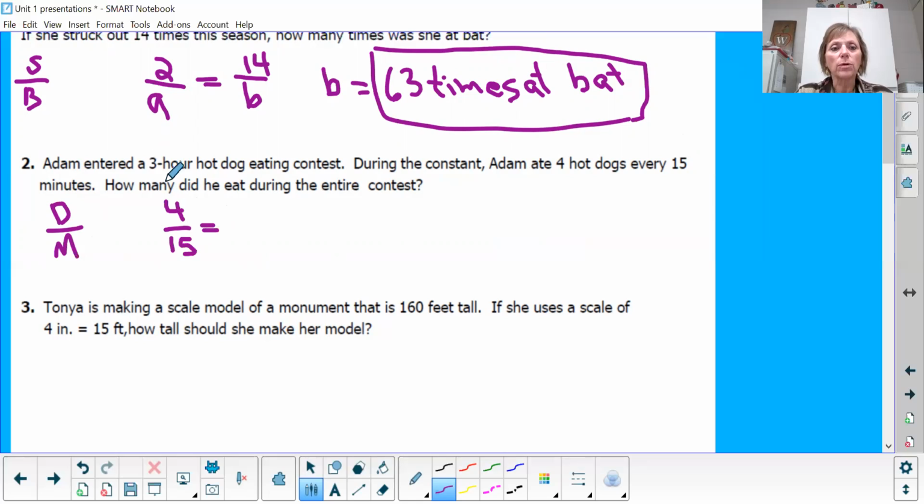Okay, now 3 hours. Let's put 3 here. Now let me just go ahead and say that if this is hours, you cannot put minutes and hours in the same place. So I'm going to multiply 3 times 60, and I'm going to actually get 180 minutes, because that's the equivalent minutes. Okay, and then what I'm looking for is D for dogs. So if you work that out, you should get 48 hot dogs.